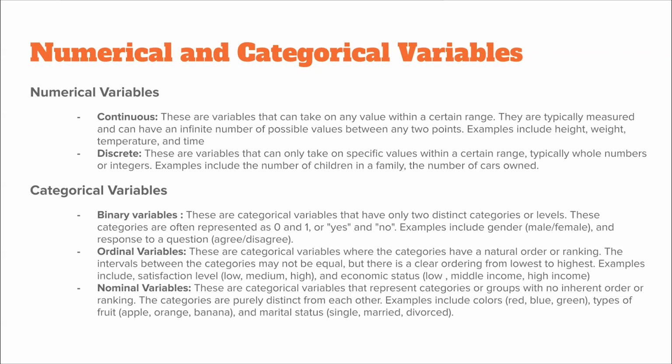The types of categorical variables that we have are binary variables, ordinal variables, and nominal variables. So what are binary variables? The way the name sounds, binary sounds like something that is two. These are categorical variables that only have two distinct categories or levels. These categories are often represented as 0 and 1, or yes and no. An example is gender, which I'm using right now, but we know that if I was to use sex, we have more than two right now.